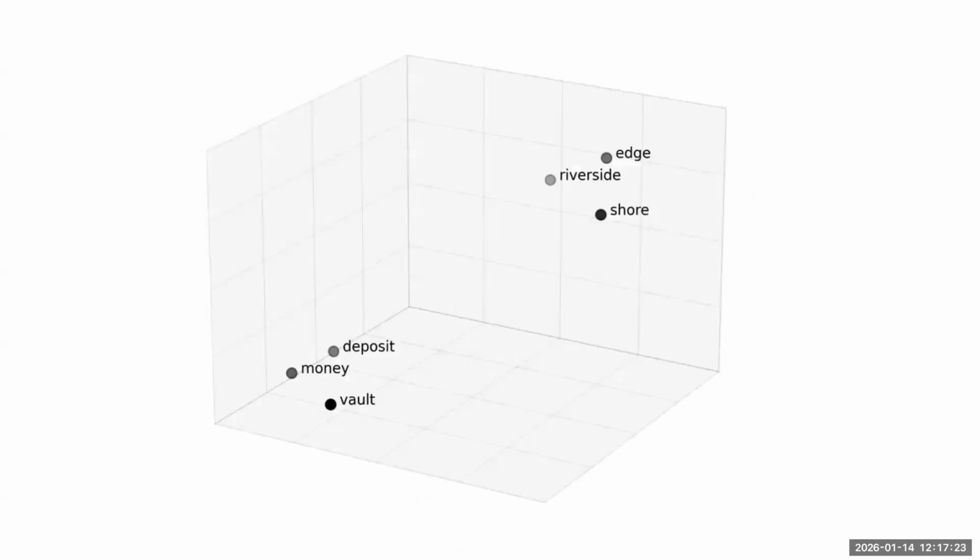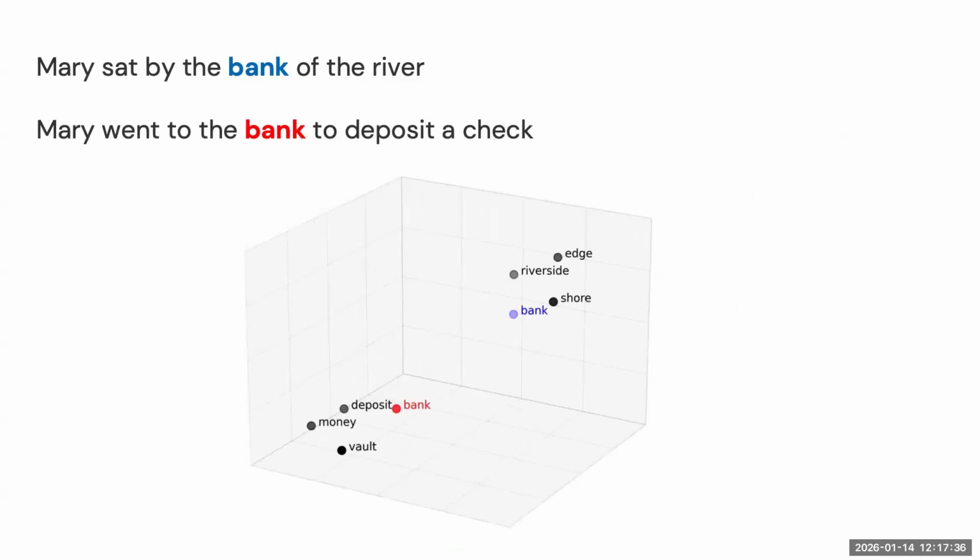So imagine that we have a space that already has some words in it, and it has the words edge, riverside, shore, it has deposit, money, and vault. And if we have a couple of sentences, the first one being, Mary sat by the bank of the river, and Mary went to the bank to deposit a check. What the transformer architecture through the attention mechanism is going to do, is going to assign a representation to bank, the blue bank, such that it's closer to these words, and it's going to assign a representation to the bank in red so that it's closer to the other words.